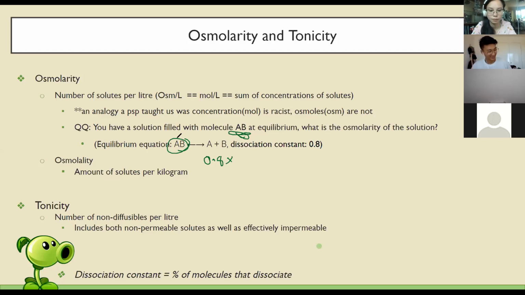So because it's an equilibrium, and there's only one molecule on that side of the equilibrium, it's going to be 0.8 times that. Because it's the sum of all the different types of molecules on that side of the equation, so there's only one. So it's going to be 0.8 times 1, which is 0.8.